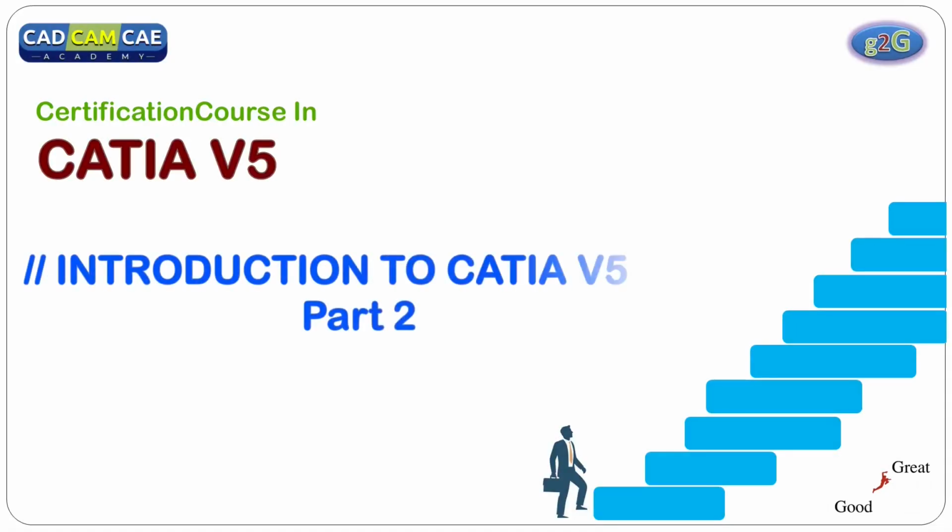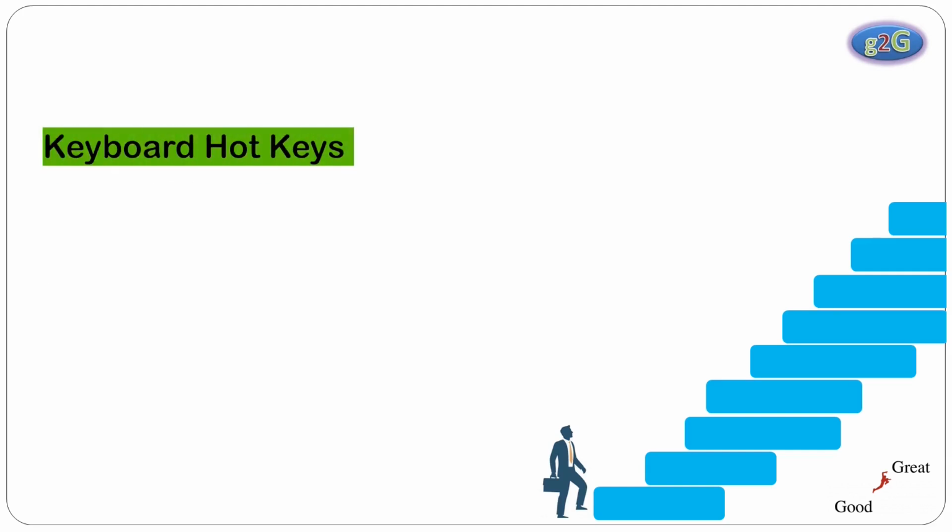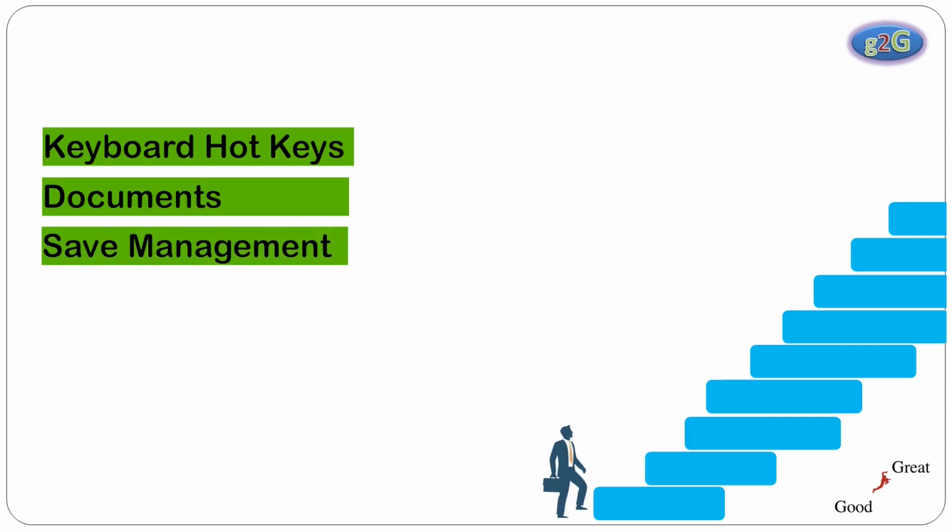Hi, welcome to this tutorial on Introduction to CATIA V5 Part 2. In this tutorial, we are going to see keyboard hotkeys used in CATIA V5, documents in CATIA V5, save management, product tree, and compass view.